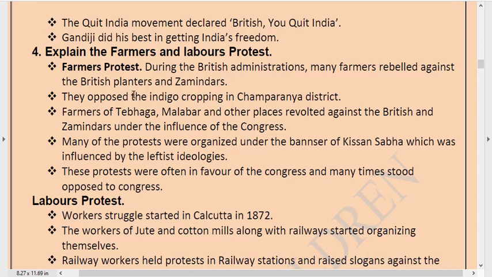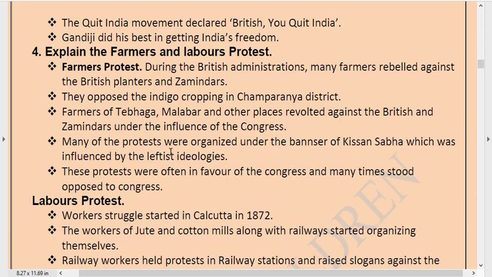The next question: explain the farmers and labor protests. Farmers' protest. During the British administration, many farmers rebelled against the British planters and zamindars. They opposed indigo cropping in Champaran district. Farmers of Tebhaga, Malabar and other places revolted against the British and zamindars under the influence of Congress.